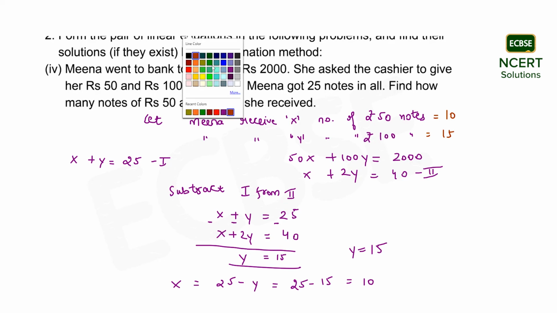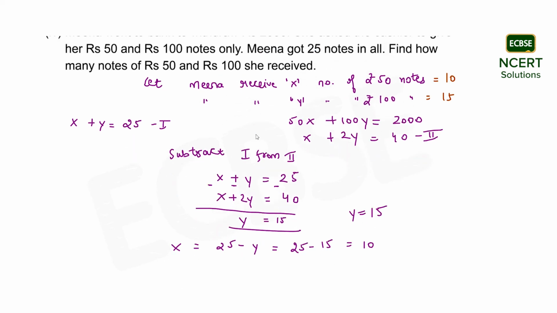Now we can verify it by substituting these values in the second equation, that is, whether the total amount formed by rupees 50 and rupees 100 notes is equal to 2000. Now let us substitute it. So here 50x, where the x value is 10, plus 100y, and substituting the value of y as 15 and calculating it, it will be 500 plus 1500, which comes out to be equal to rupees 2000.